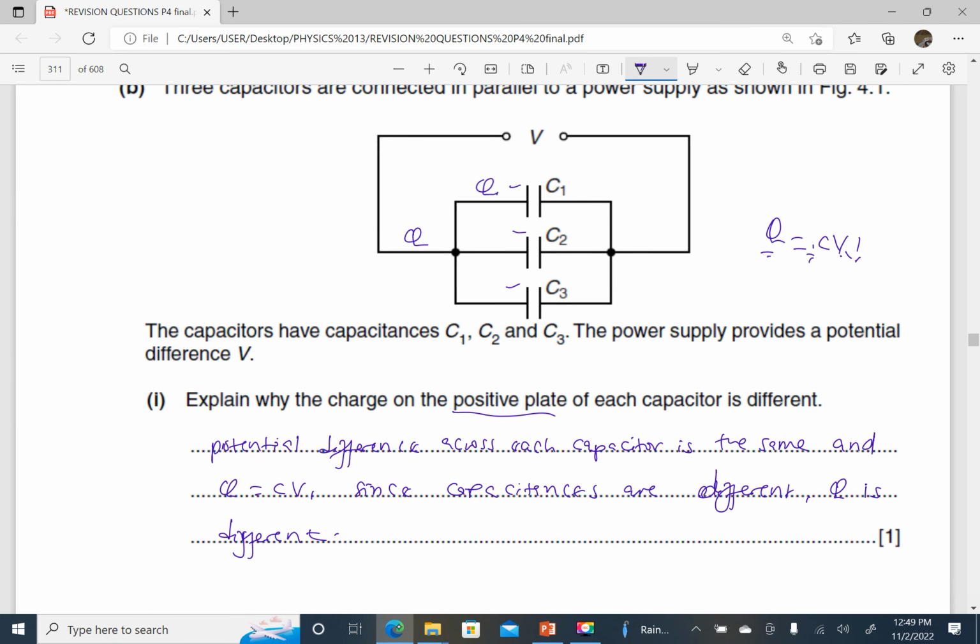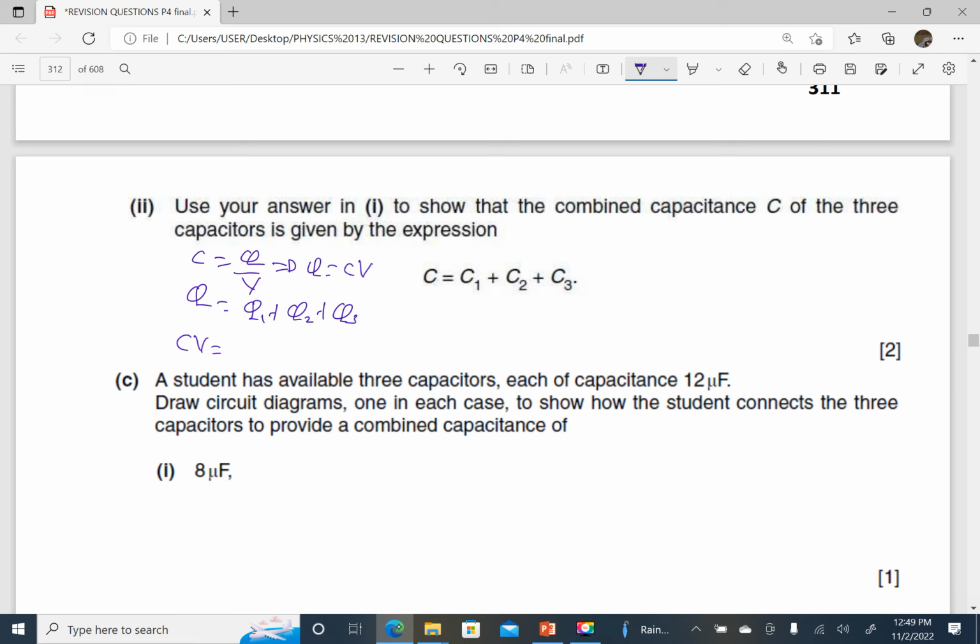So this one implied that actually charge is equal to C times V. So we shall say C times V is equal to C1 times V plus C2 times V plus C3 times V, which when we factor out V cancels, C is going to be equal to C1 plus C2 plus C3.